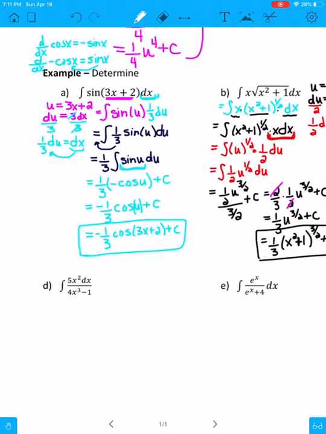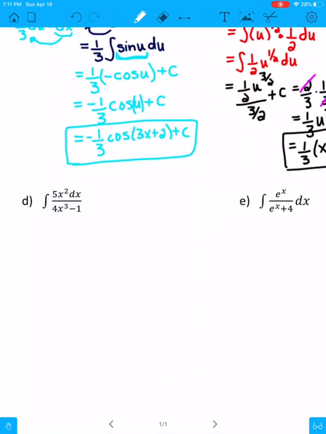D. I have 5x squared dx over 4x cubed plus 1. Well, the 4x cubed plus 1 looks the most complicated, so I'm going to try that. So I'm going to go u equals 4x cubed plus 1. And then I always take the derivative of that. So I'm going to get du.